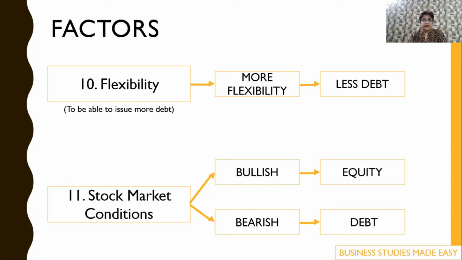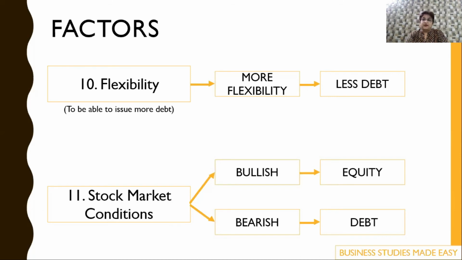Then comes the stock market conditions. The stock market has basically two conditions. One is bullish market or bearish market. Now, bullish market is when the prices of shares are going up. Just like a bull, in a bullfight, tosses the victim up in the air, similarly, when the prices of shares are going up, we say the market is bullish. So when the market is bullish, everybody is interested in buying equity. Therefore, the finance manager will go in for equity in the capital structure.